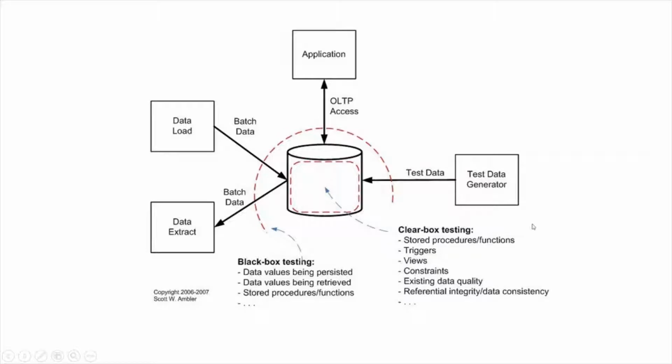Clear box testing is more about testing triggers, views, constraints, and existing data quality. It's absolutely important to have quality data within the database, because if we've got errors or other data-related issues, the end user will have a hard time working with these solutions, as it will be impossible for them to make well-informed decisions.